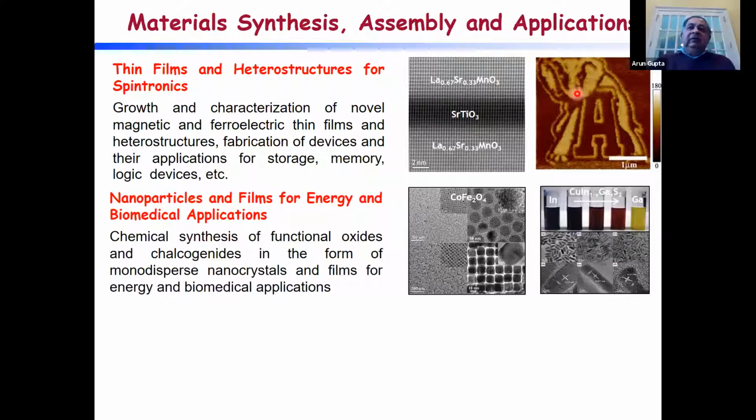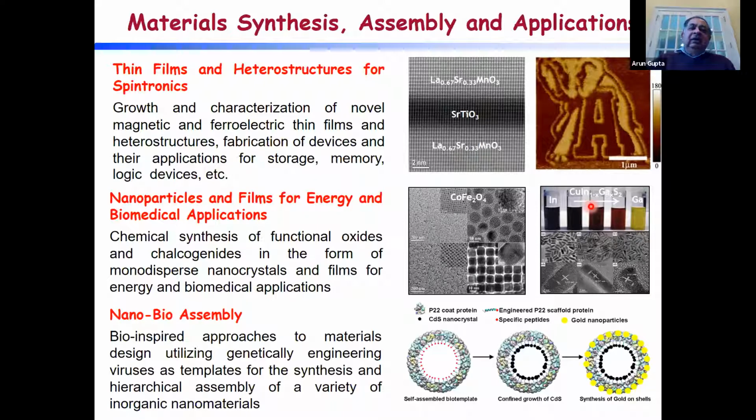The second focus area is on nanoparticles and films for energy and biomedical applications. What we do here is to actually grow precisely controlled monodisperse magnetic oxides, for example, or semiconducting chalcogenides, where we can control their properties by their shape, size, or by the composition. So we can change the band gap of the material, which leads to different colors of the solution by changing the composition of indium to gallium in this complex chalcogenide, which is indium gallium-based copper chalcogenide.